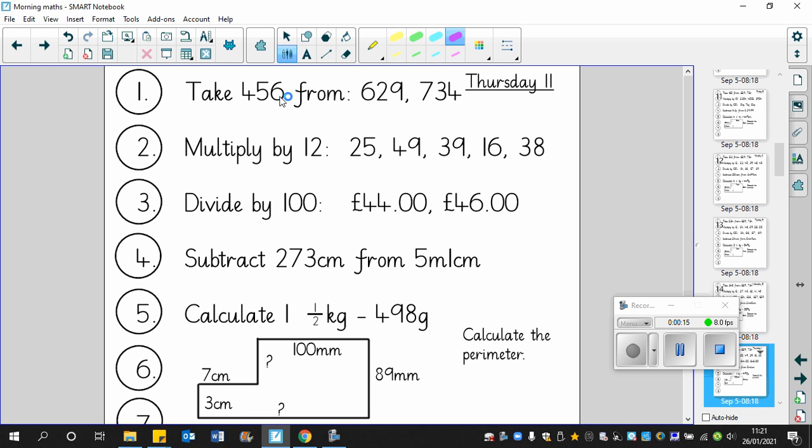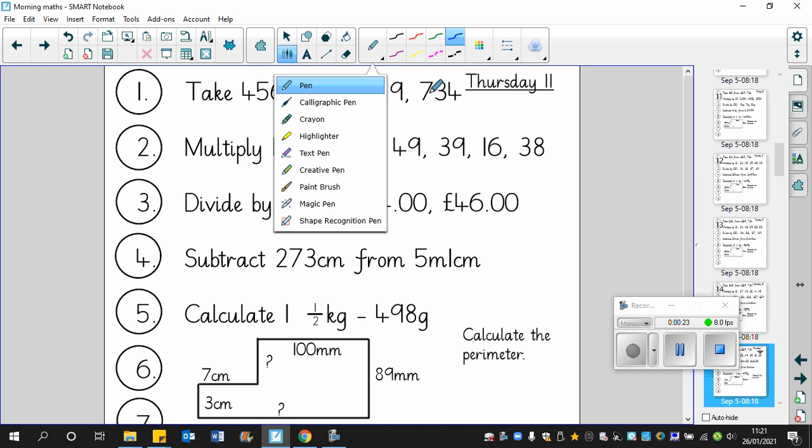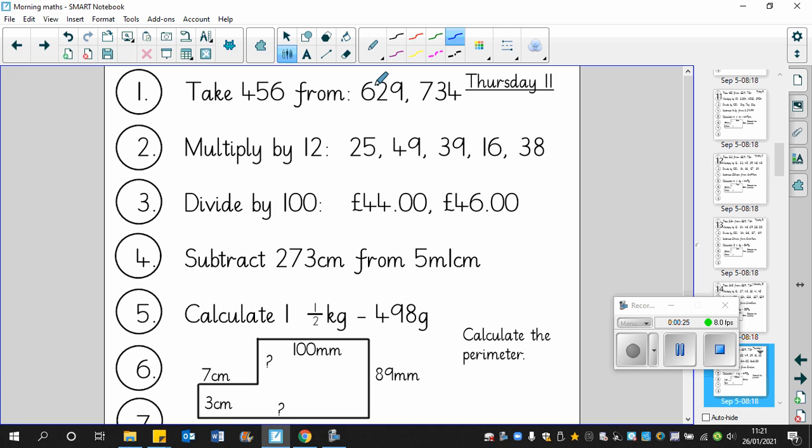Right, take 456 away from 629. And yes, boys and girls, this is something that you can do in your head. Even if you need a whiteboard to jot things down, that sort of thing. Let's have a go. 629, take away 400. 600 take away 400 is 200. Okay, it's that simple. So 229. Right, that's the first part.